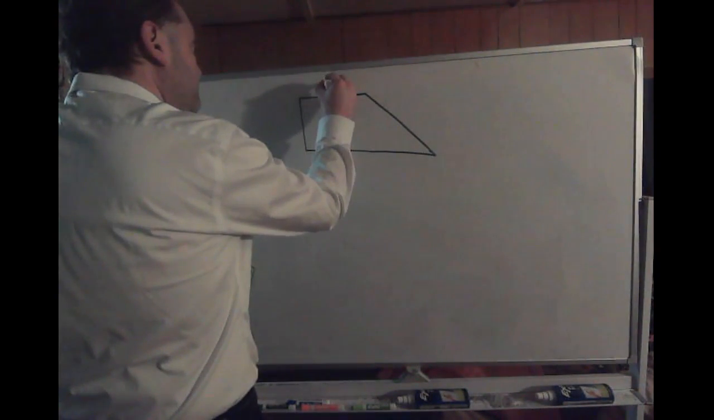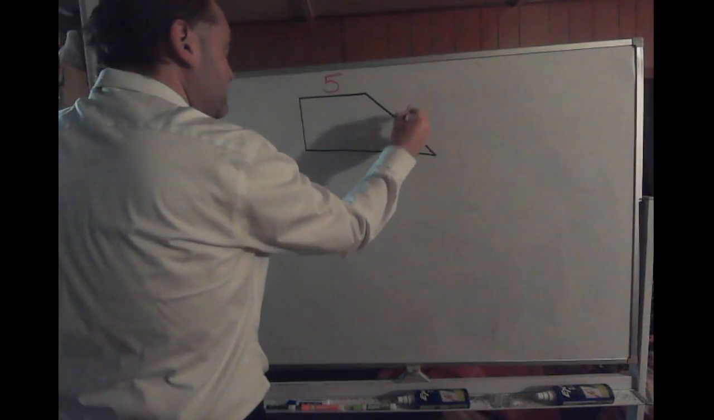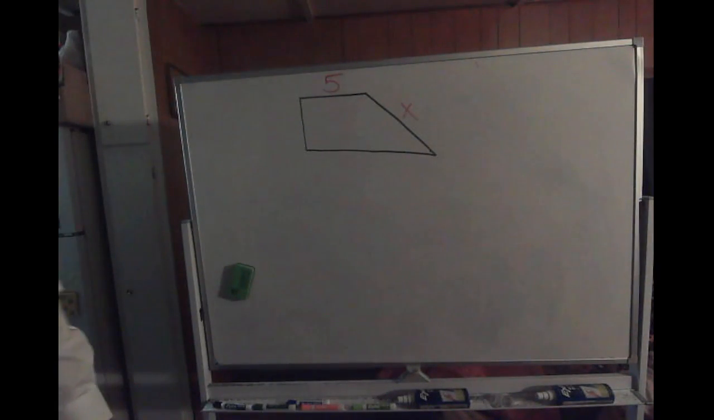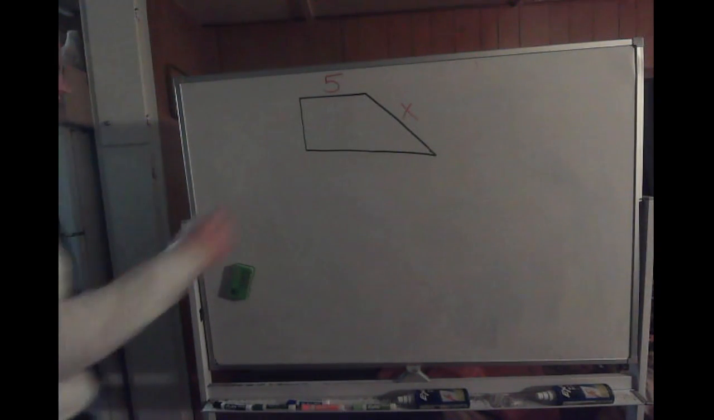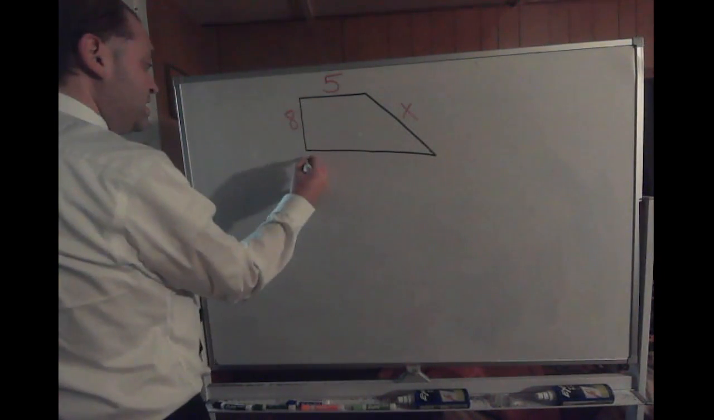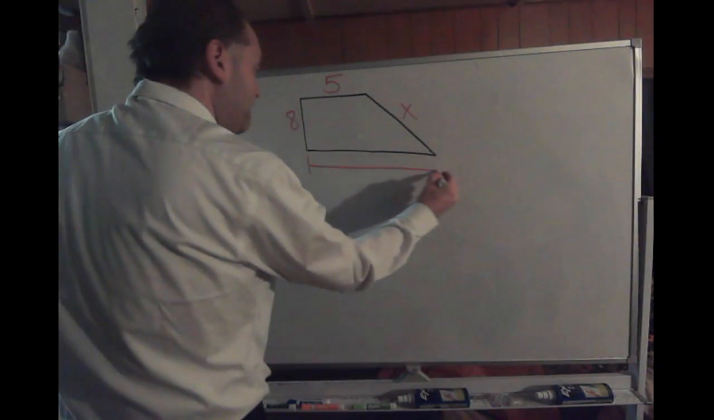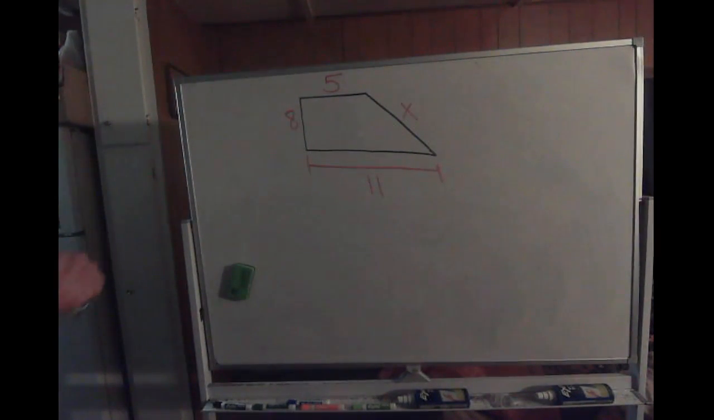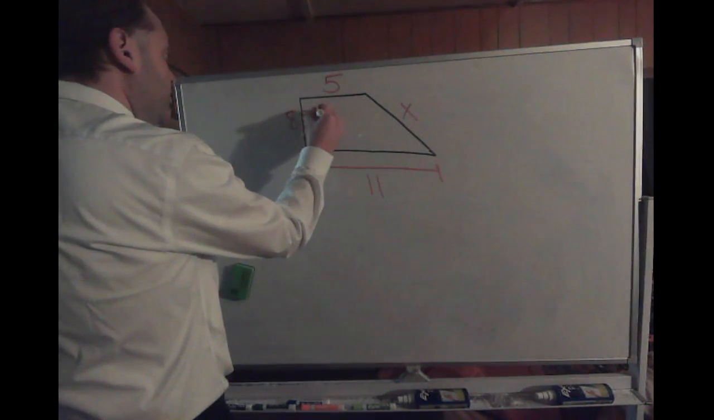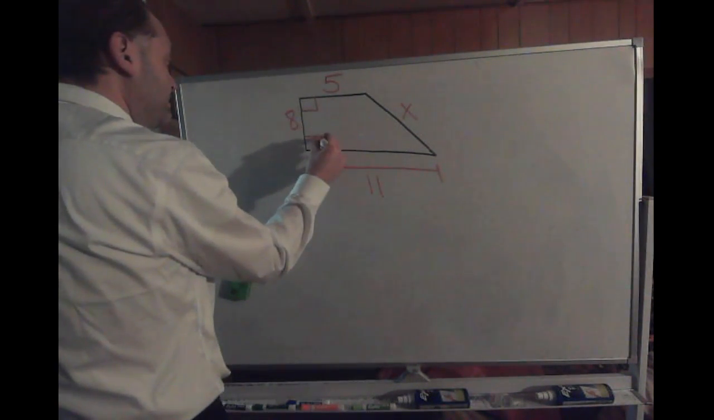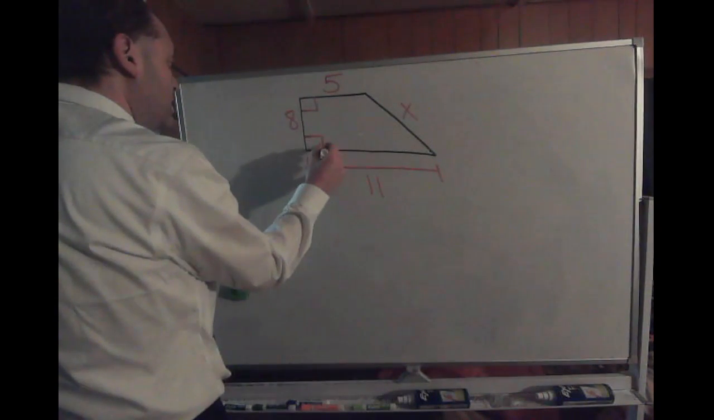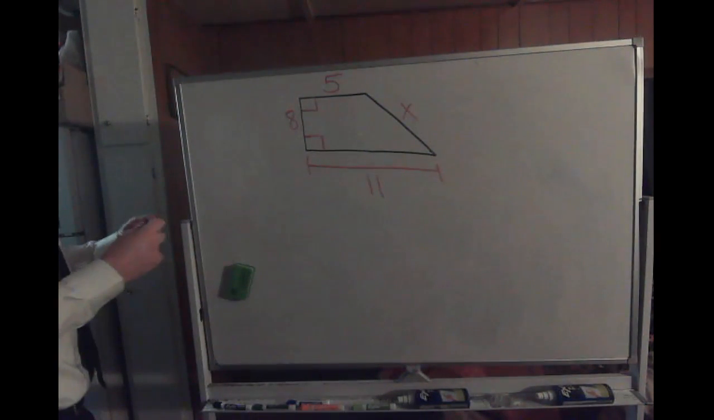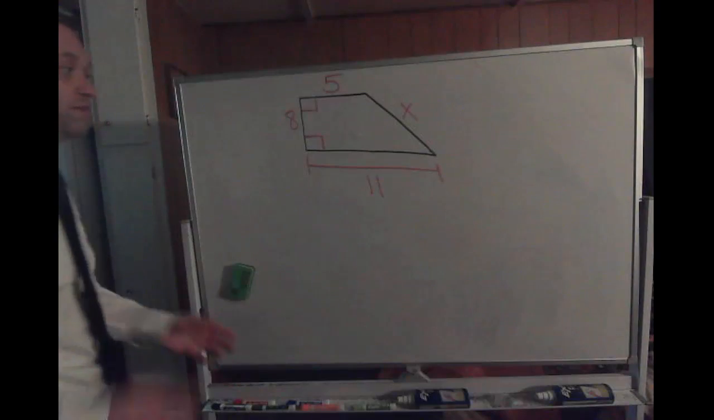This has length of 5. This has length of x. This has length of 8. The whole side here has a length of 11. We need to solve for x. Oh yes, and these are right angles, by the way. So, how are we going to solve that?